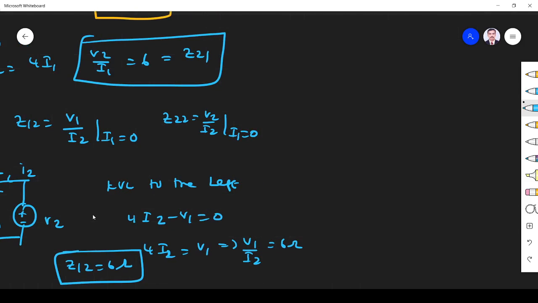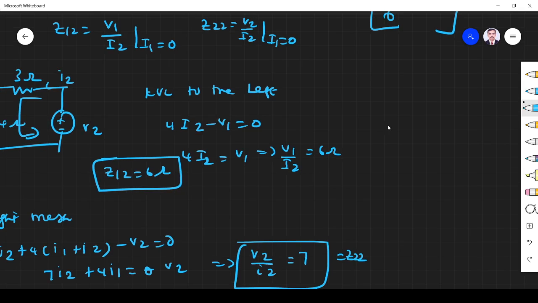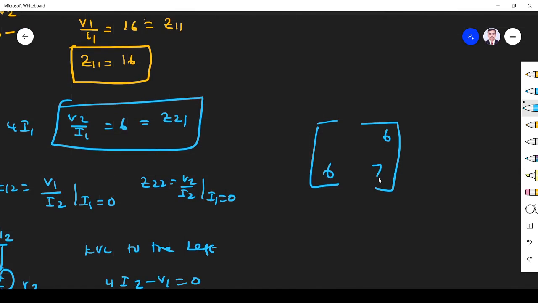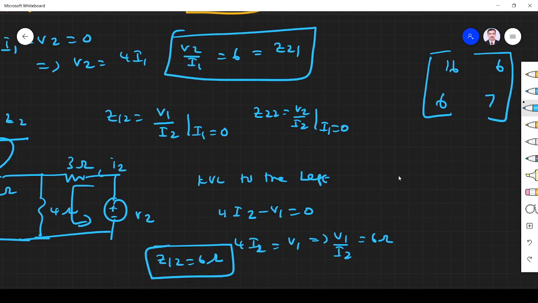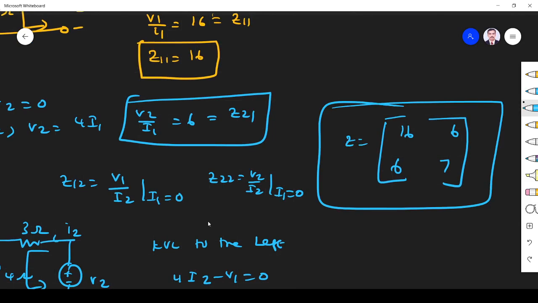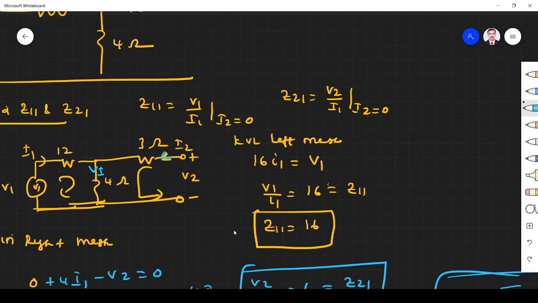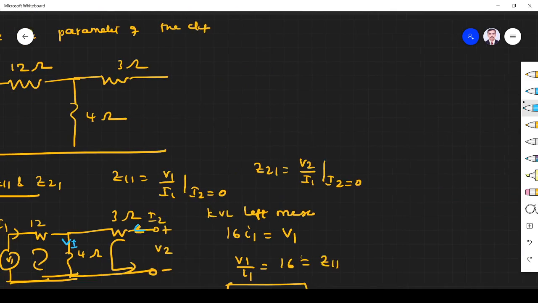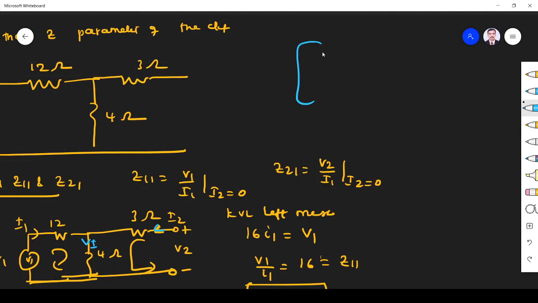We write a matrix here. What is the matrix? Z12 is 6 ohm, Z21 is 6 ohm, Z22 is 7 ohm, Z11 is 16 ohm. So this is our Z matrix. For this problem, you see 16, 6, 6, 7.